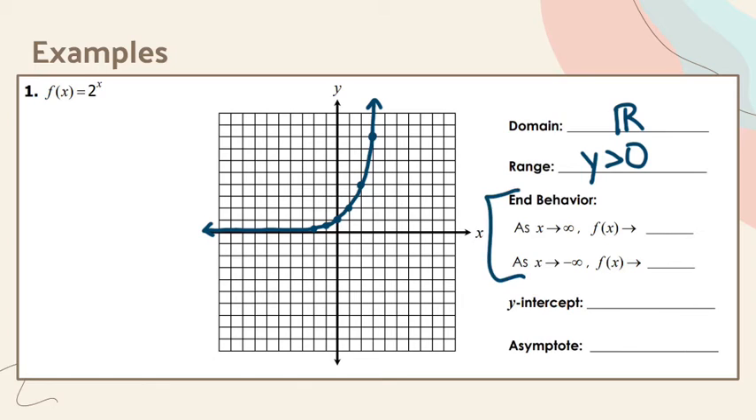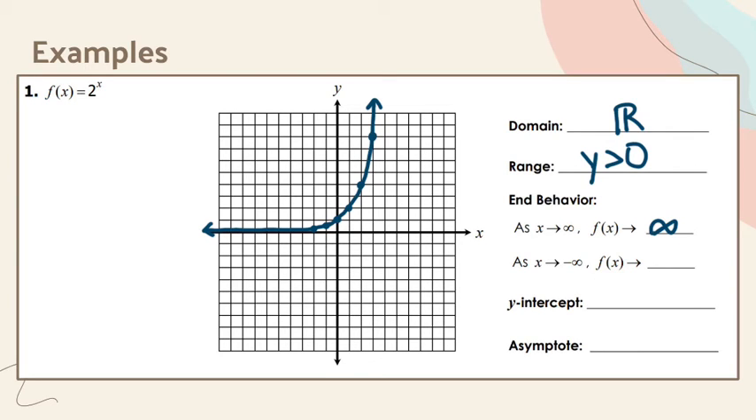End behavior is exactly what it sounds like. What are the ends of our graph doing? So this says as x approaches positive infinity. Positive infinity is on the right side of the x-axis. So we want to know on the right end of our graph, is our arrow going up toward positive infinity, down toward negative infinity, or is it approaching a specific number or a limit? And in this case, it is going up toward positive infinity.